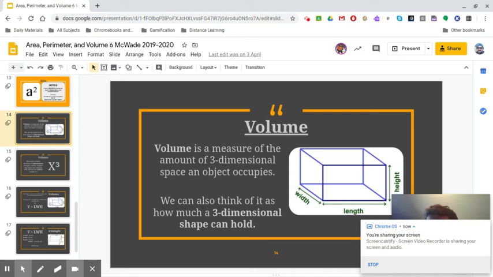Good morning, everyone. Here we are talking about volume. We have already talked about perimeter and area. Looking at the perimeter of regular polygons, we looked at how we can apply that into a formula. So perimeter equals the length of the sides times the number of the sides.